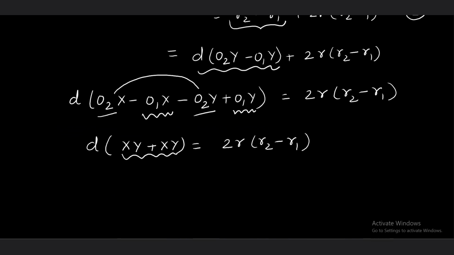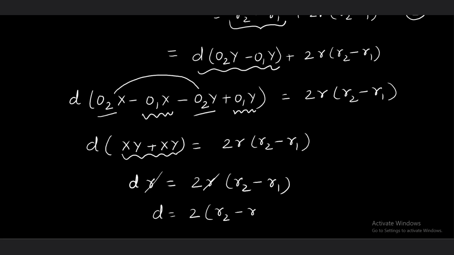Now 2xy implies that I can write the left hand side as d multiplied by small r, right? It is going to become small r. Right hand side is 2r into r2 minus r1. You can see that r can be cancelled from both sides. And I got a relation in terms of d, r2 and r1. So this is the relation that we should have for the conditions given in the question.